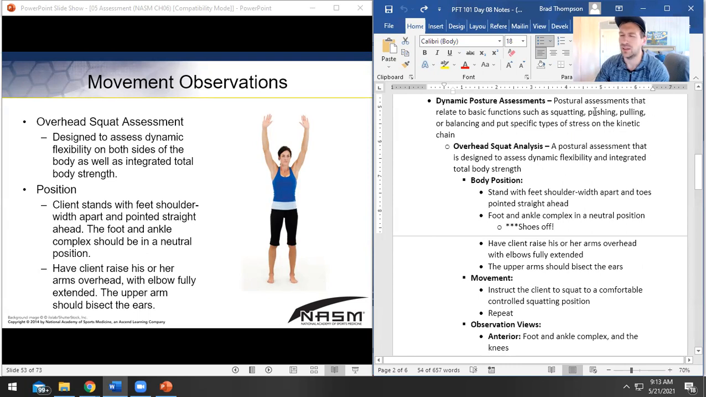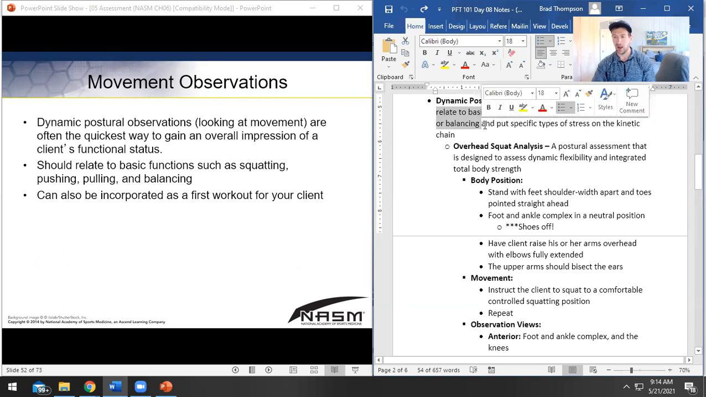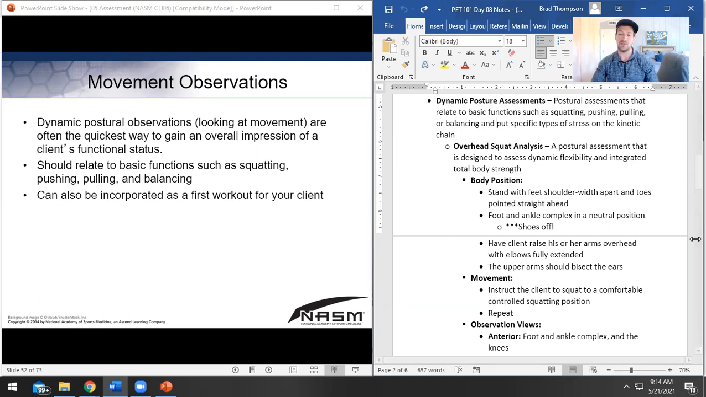And actually, really quickly, let's get the definition of dynamic assessment. Static postural assessments are postural assessments that take place with no movement, right? Well, dynamic postural assessments are postural assessments that relate to the basic functions such as squatting, pushing, pulling, or balancing. And they put specific types of stress on the kinetic chain. So we're looking to see if the kinetic chain breaks down.